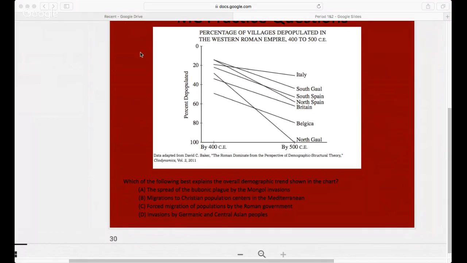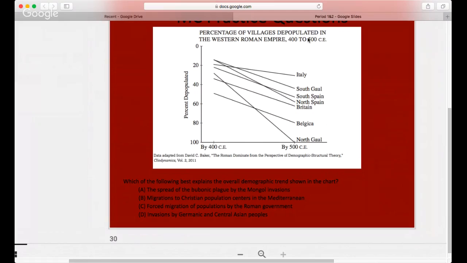Okay, so looking at this chart, it's super important that anytime you get a chart or graph that you really pay attention to the title of it and anything about the source. So I can see that this is titled Percentage of Villages Depopulated in the Western Roman Empire, 400 to 500 CE. So I know that this is at the end of period 2, and I'm thinking in my head, okay, why is the population of Western Rome going down? And I know at the end of period 2 that the Roman Empire falls. So this makes sense to me that a lot of their population would decline because the entire empire falls at the end of period 2.